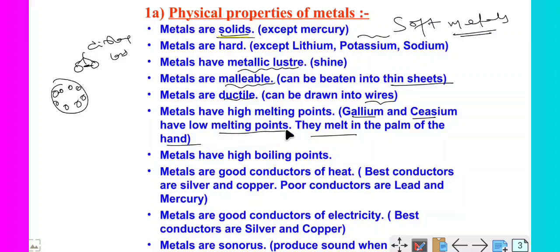In the case of gallium and cesium, they have low melting points because of their own property and chemical formation. So they melt even in the palm of the hand. Gallium and cesium are the only two metals which can melt in the palm.